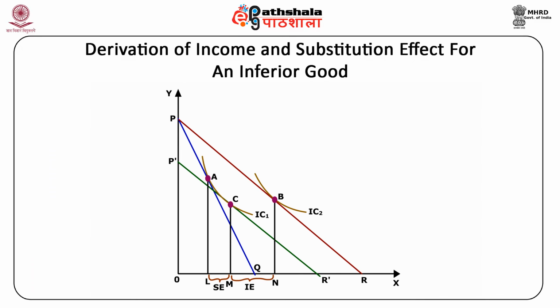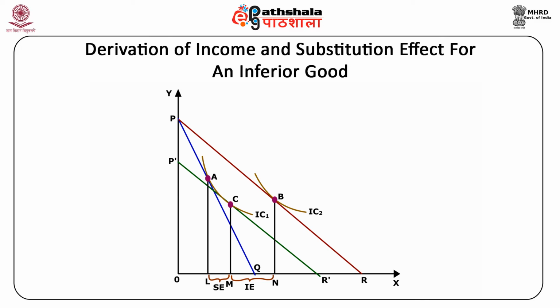The income effect and substitution effect for an inferior good are shown in the figure. As before, we consider the case of a fall in price of good X, ceteris paribus. It is assumed that X is an inferior good. As discussed above, the movement from A to C along the indifference curve IC1 shows the substitution effect, and the movement from C to B on a higher indifference curve IC2 shows the income effect of a fall in price of X.